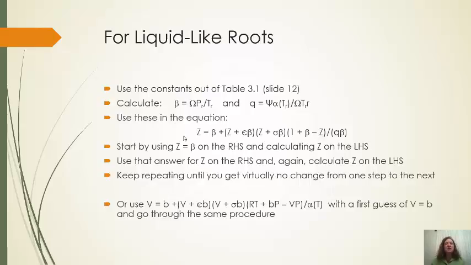Now for liquid-like roots, it's a little harder, but again, you're going to calculate the beta and the q. You're going to plug them into this formula. You're going to start with a guess of z equals beta. You're going to plug that in over here. You're going to get an answer here. You're going to take that answer, plug it in over here, get an answer here, and you're going to repeat that until you get virtually no change. And it's going to take you quite a while. Okay, I'm just going to warn you.